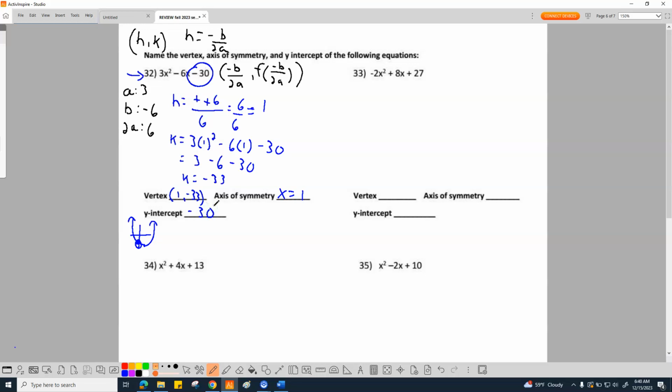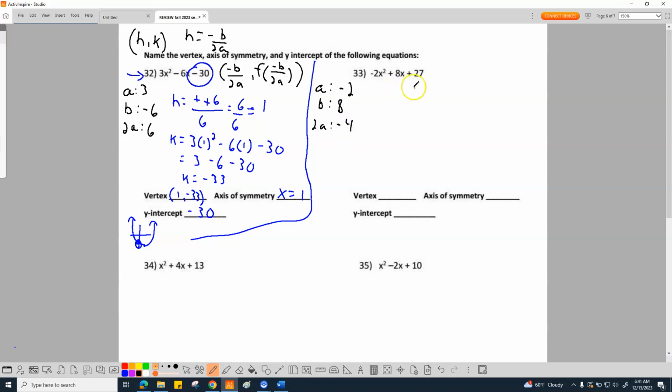Negative 30. Now, I'm going to go ahead and work on 33 as well, because I think you'll need more examples of this stuff. But if you want to try to work 33 without my help, then go for it. Let's go ahead and get this thing started. I'm going to move into my a, b, 2a thing. So I have my a, my b, my 2a. My a is negative 2, my b is 8, and my 2a is negative 4.